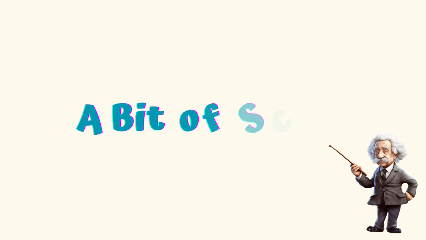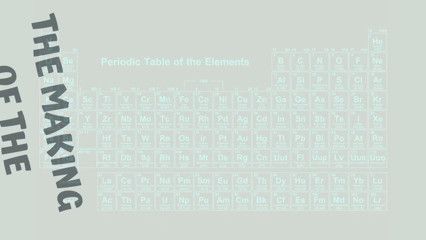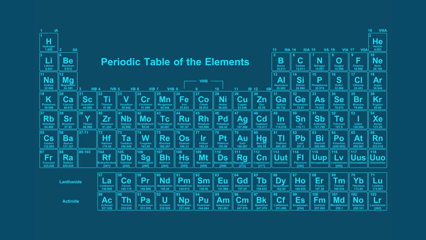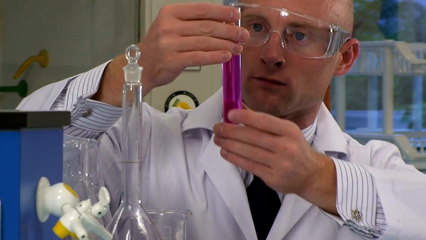Today, I'm going to tell you the story of how the periodic table was developed. The periodic table is a way of organizing the elements based on their atomic structure and chemical properties. It's one of the most important tools for chemists and scientists in general because it helps us understand how elements interact with each other and form compounds.